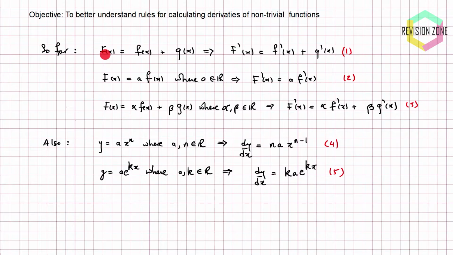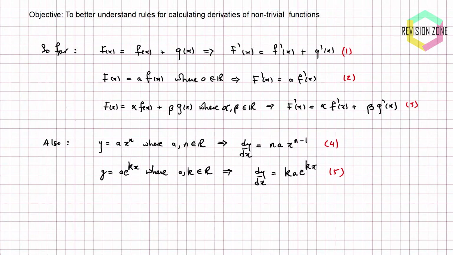So the first rule basically says if I have a function made up of adding two separate functions, then to differentiate the more complicated function, I basically differentiate each one of the less complicated functions and add them up. Okay, so that would give me the derivative of the more complicated function. The second rule we've seen is if a function capital F is obtained by taking a function lowercase f and multiplying by a, then the derivative of capital F can be obtained by just taking the derivative of lowercase f and multiplying by a, where a of course is any real number.